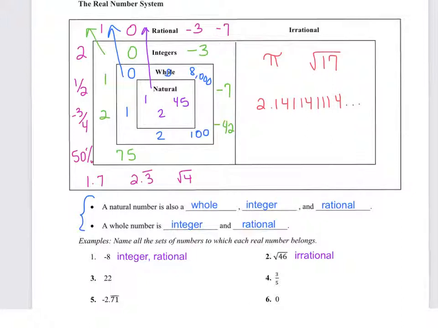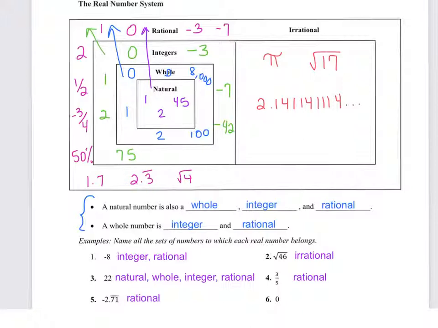Number 3, 22. Well, 22 is a positive number. Therefore, it would start in a natural number. So if it's natural, it's also going to be a whole number, an integer, and a rational. So wherever it starts, everything else is included. So it's a natural, whole, integer, and rational. Number 4, 3/5. Well, where does 3/5 start? It starts in this category, so it would be a rational number. Just rational. So 3/5 is rational. Number 5, -2.71 repeating. It's a repeating decimal, therefore repeating decimal is rational. So number 5 is rational.